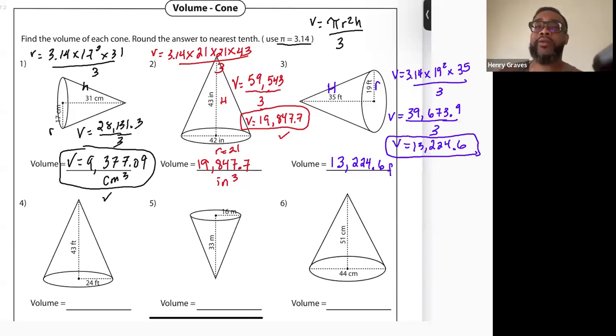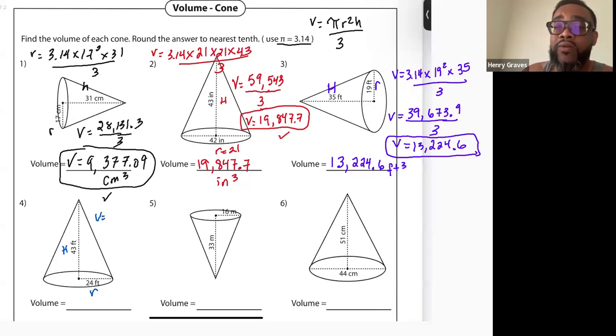Now on number 4, this is my height. This is my radius. They don't give us anything crazy like the diameter, but we're going to look at that one again on number 6. So it's going to be 3.14 times, actually, let me scratch that. Let's do times 24 times 24. That's better. Times 43. Divide by 3.